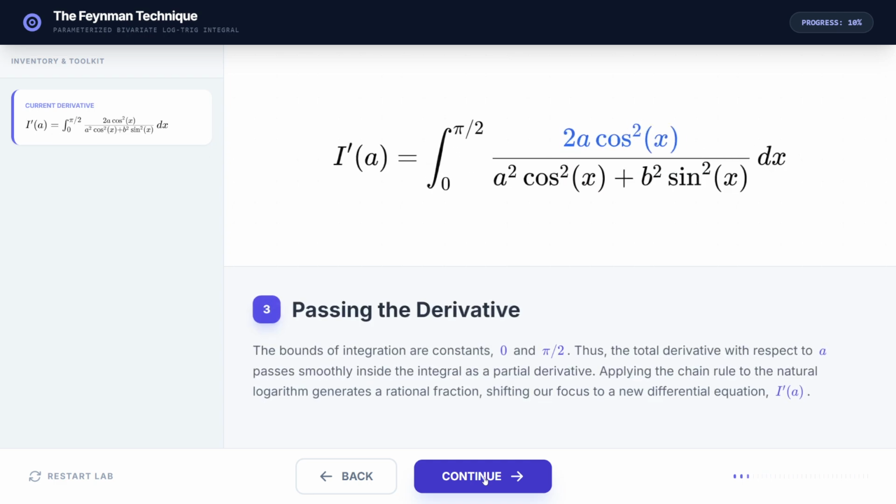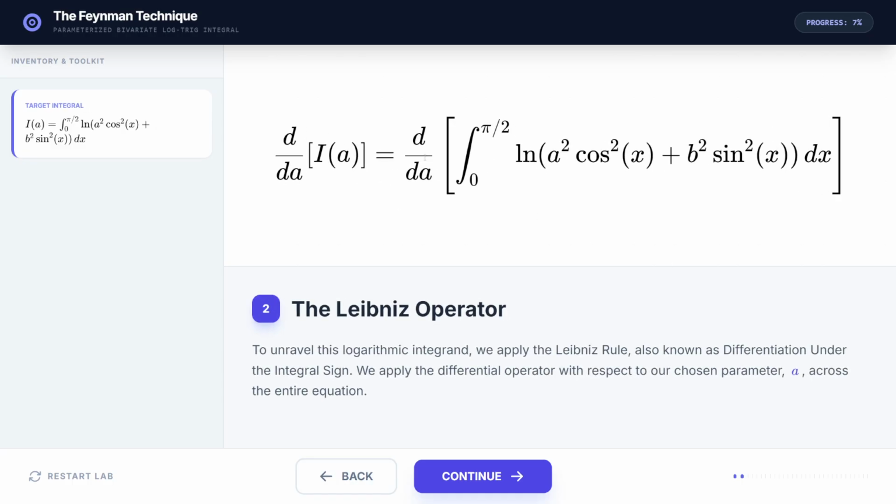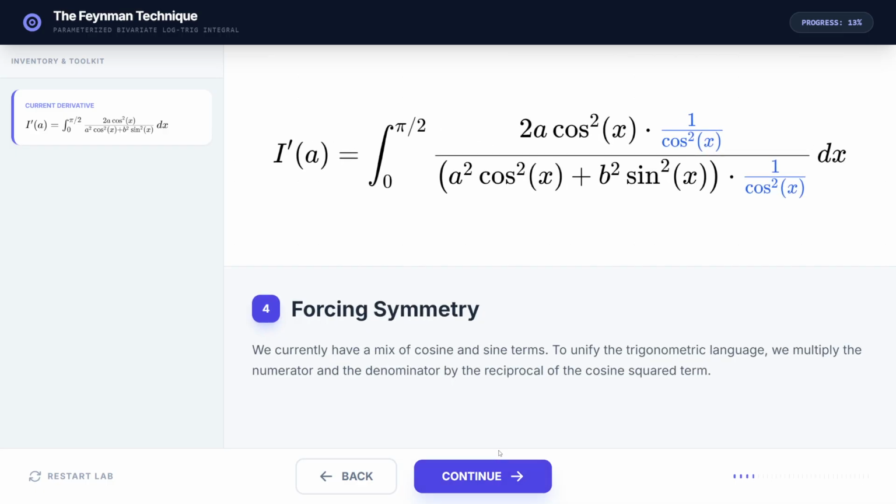Basically what we do is we pass this derivative inside the integral and then take the partial with respect to a of the integrand. And this is what we end up with. All right, so we've currently got a mix of cosine and sine terms. So let's try to make some tangents out of this.